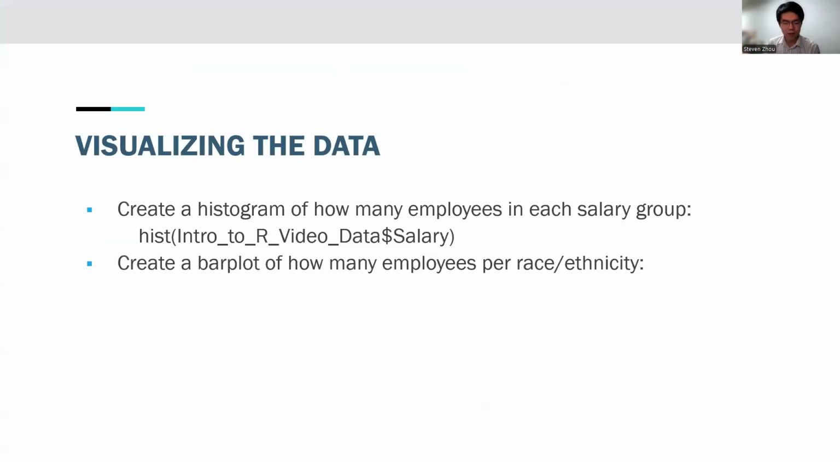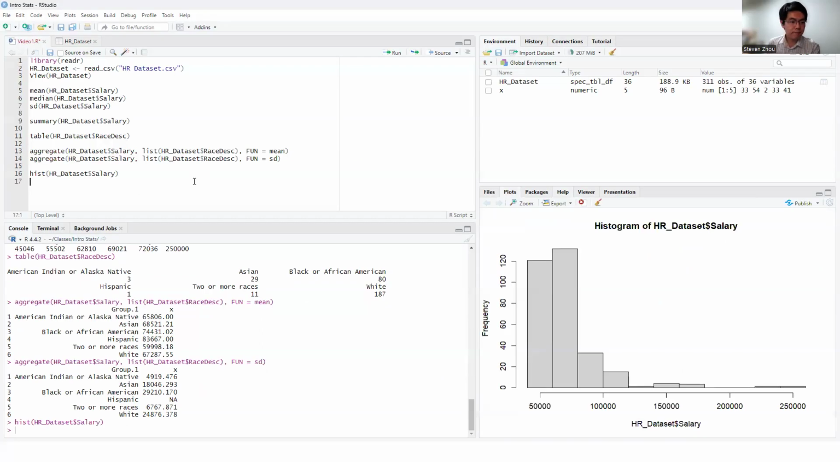Try doing a bar plot of table of how many employees per race ethnicity. So we're going to do a bar plot and inside, so again, we're throwing new vocabulary terms at you, but bar plot is the vocabulary term to create a bar plot, column chart, whatever you want to call it. And inside, we need the frequency table. So we need to give it a frequency table.